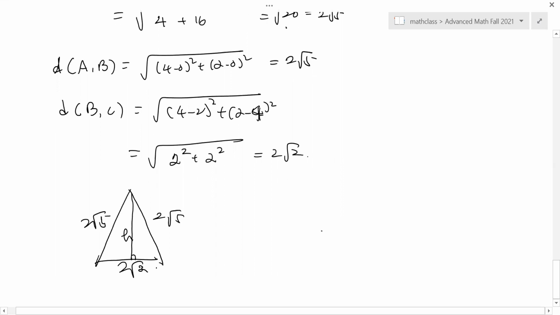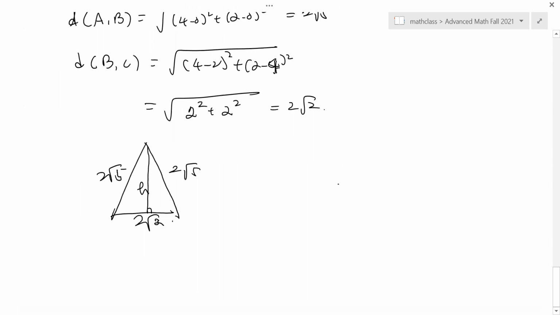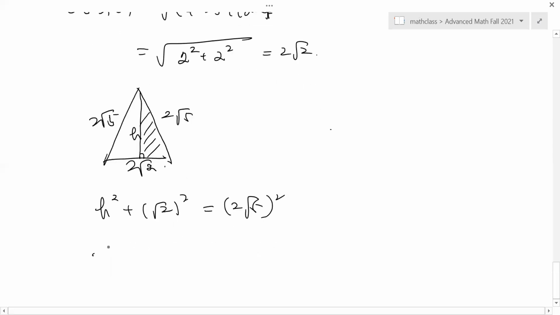We're going to use the formula of the Pythagorean theorem. H squared plus, you have twice of square, it's going to be 2 squared, 5 squared, right? This is the Pythagorean theorem. You can just look at the top half of the triangle. Okay, H squared equals 2 plus 2 equals 20 again, right?